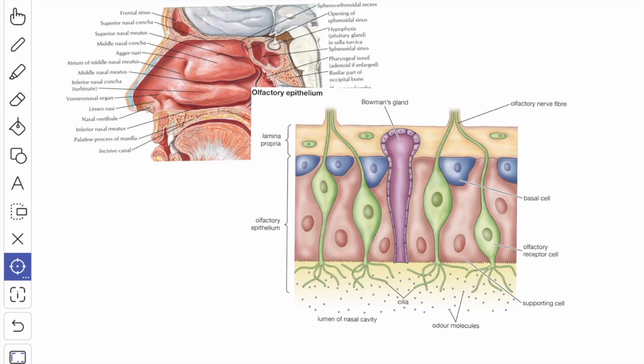Next we'll see about the olfactory region. This occupies the roof and the adjoining septal and lateral walls of the nasal cavity above the superior concha. In surface area, it covers about 2 cm square in each half of the nasal cavity. The mucous membrane of the olfactory region is yellowish in color and it is lined by the bipolar olfactory cells, the tall columnar cells and the basal cells which rest on the common basement membrane.